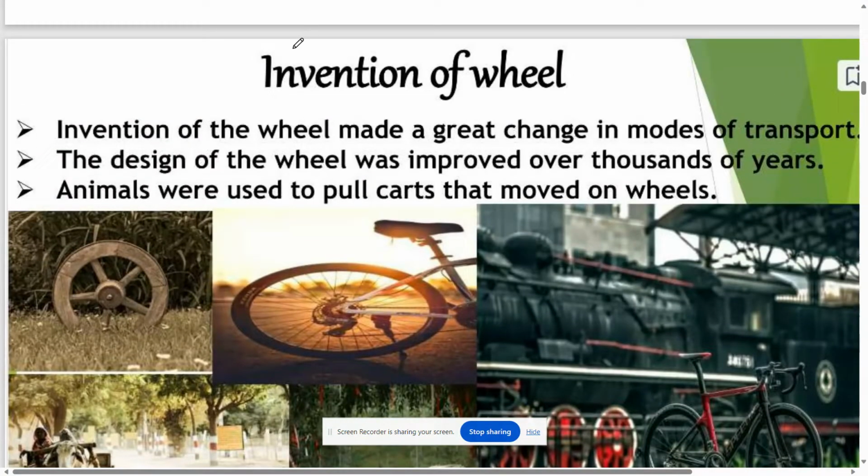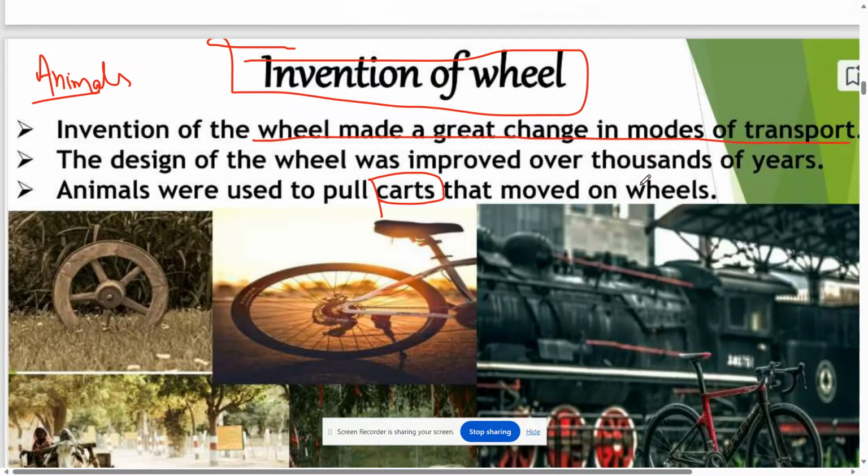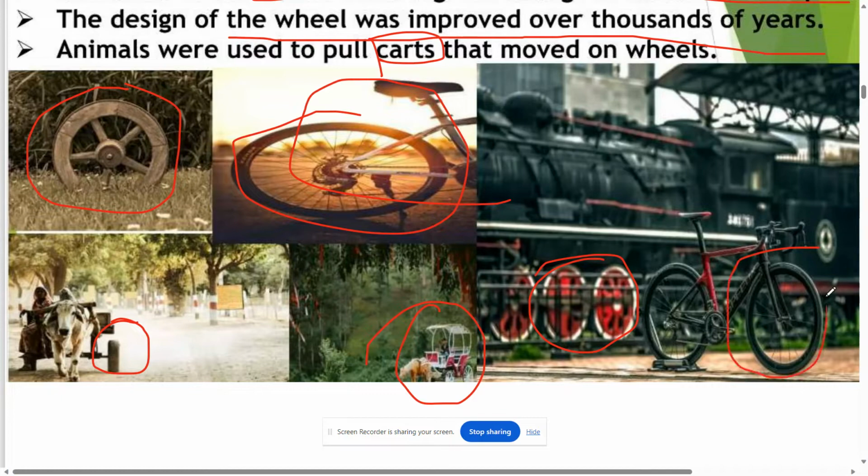Now, the invention of the wheel plays a major role, because even after the invention of the wheel, the system of animal transportation continued, as bullock carts and chariots were invented. The invention of the wheel made a great change in the mode of transport. The design of the wheel was improved over thousands of years, and keeps on changing with time. Like this is modern day: this is the wheel of trains, this is the modern bicycle.